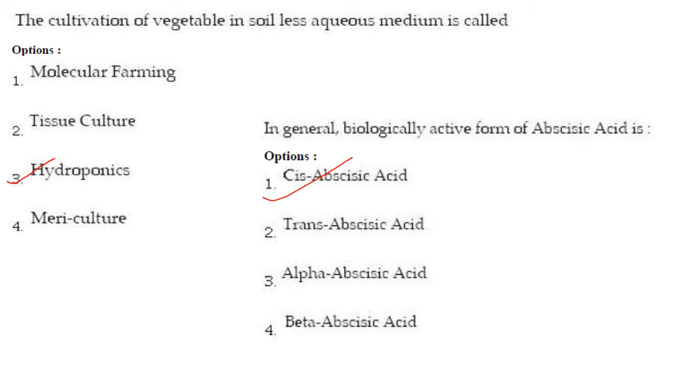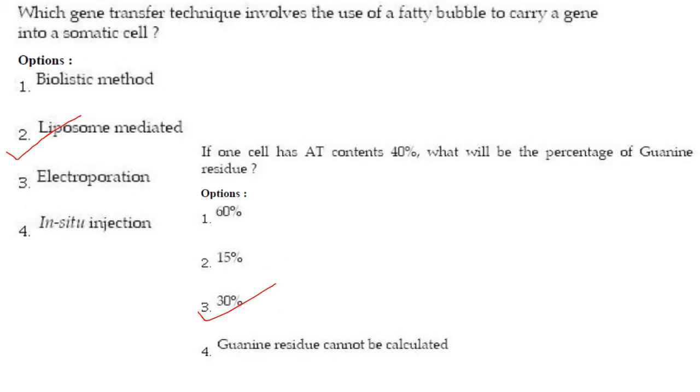Hydroponics. Next one. In general, biologically active form of abscisic acid is option 1, cis-abscisic acid, 2, trans-abscisic acid, 3, alpha-abscisic acid, 4, beta-abscisic acid. Answer is option 1, cis-abscisic acid. Next one.